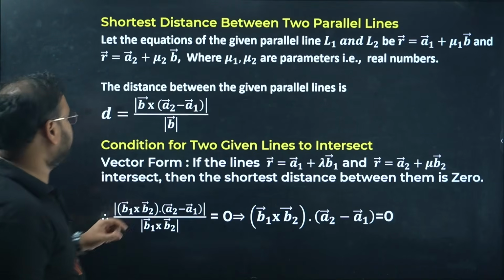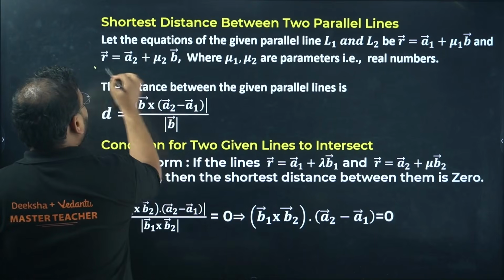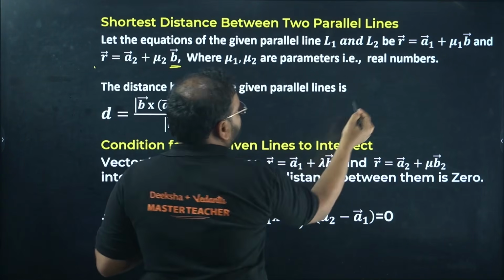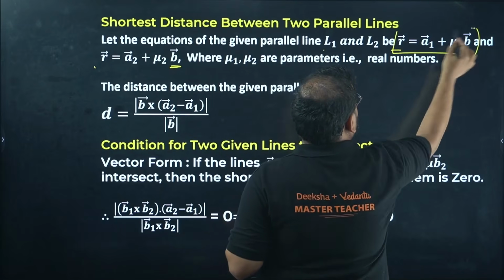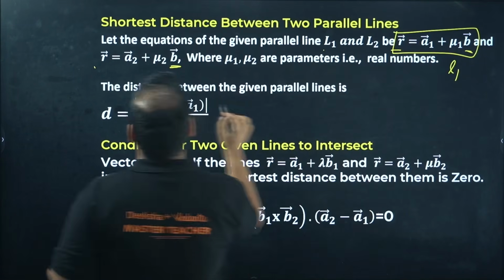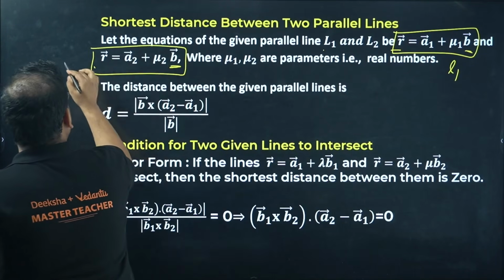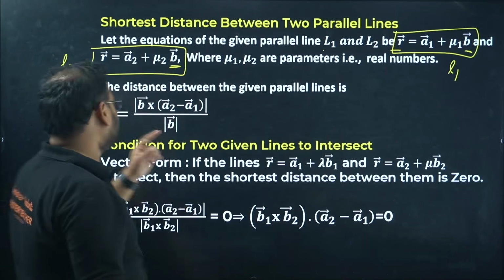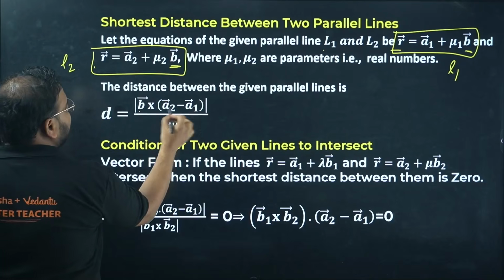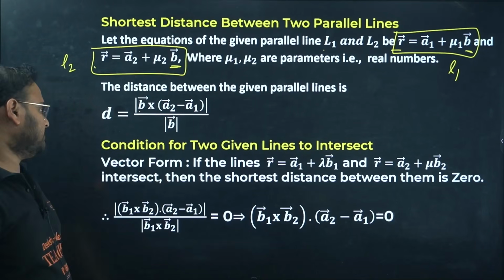But if you have the same vector b, it means the first line is parallel to b, and the second line is also parallel to b. This is your line L1, and this is your line L2. So both the lines are parallel to the same line. In this case, the result changes for the shortest distance: b cross a2 minus a1, upon mod of b.